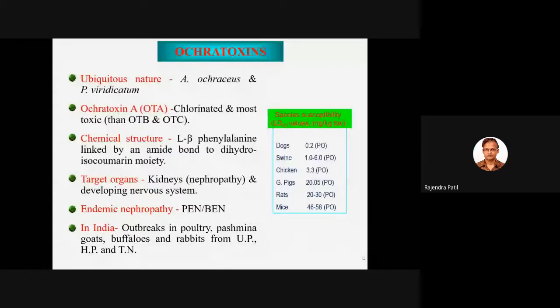So regarding the next important mycotoxin group is aflatoxins, and as you know, these mycotoxins are produced by toxigenic fungi belonging to Aspergillus and Penicillium. A single species can produce multiple toxins, and multiple fungi may produce a single type of toxin, and that is the specialty of this toxin family.